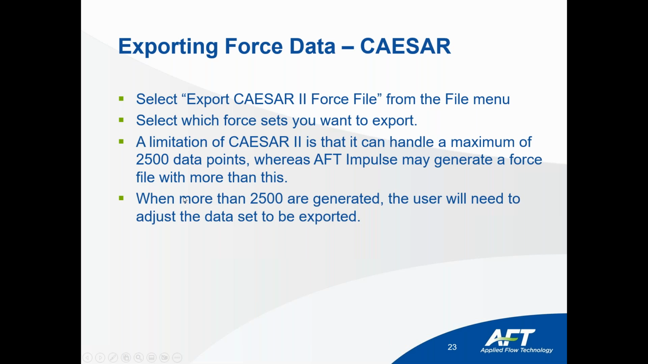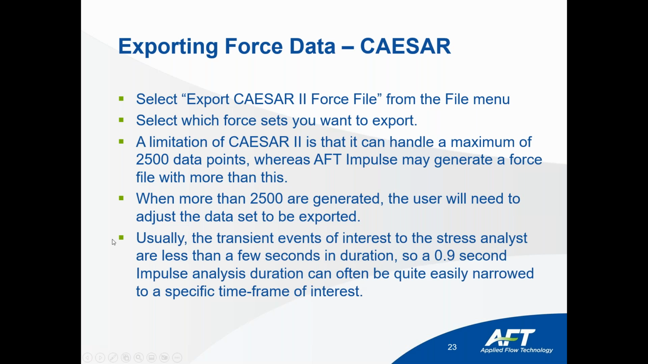When more than 2,500 points are generated, the user needs to adjust the data set to be exported. Usually the transient event of interest to the stress analyst is less than a few seconds, that's what we saw in the graph. So in this case, 0.9 seconds from the Impulse analysis duration can often be quite easily narrowed to specify the period of interest.